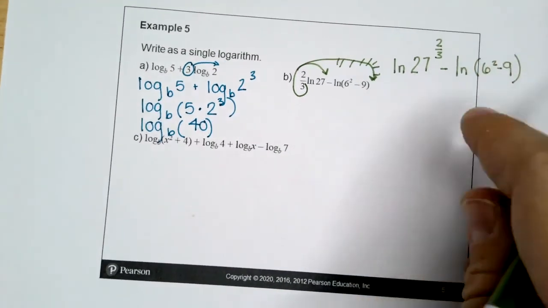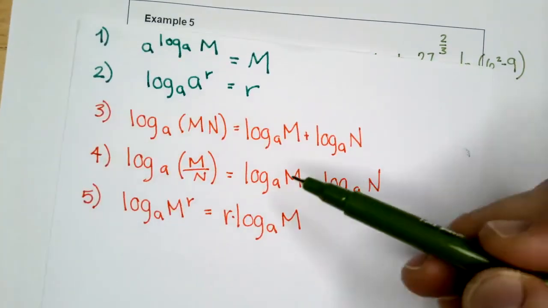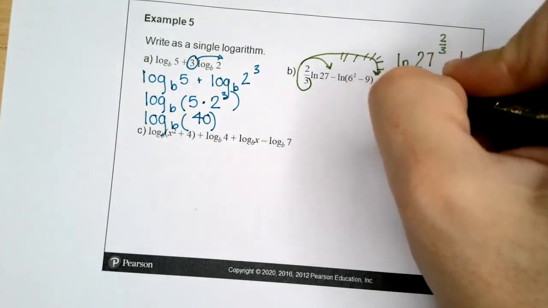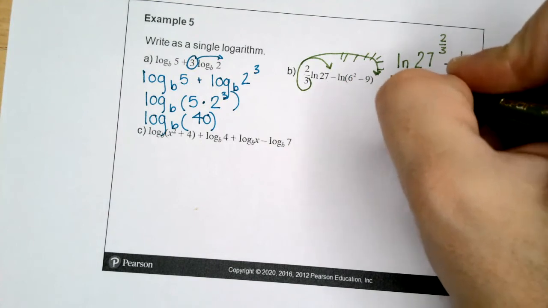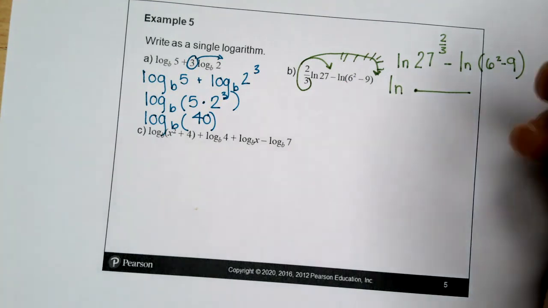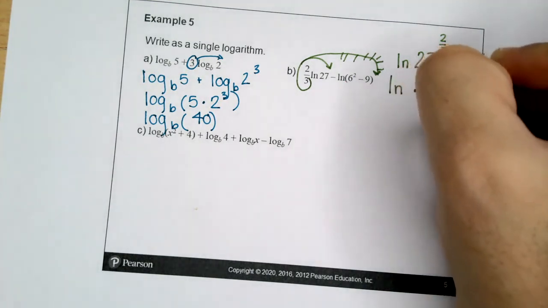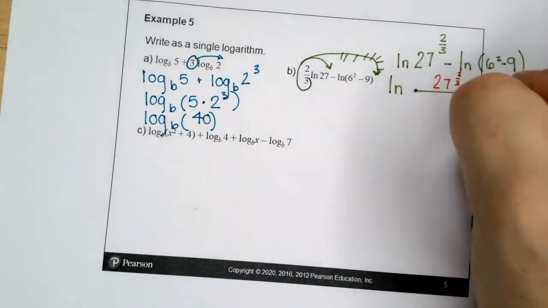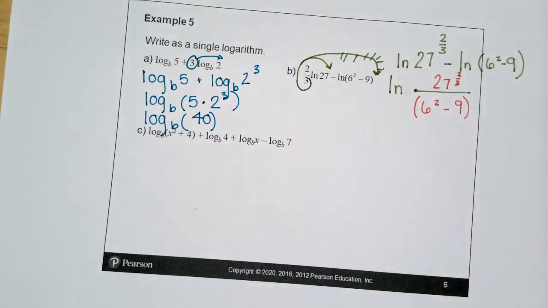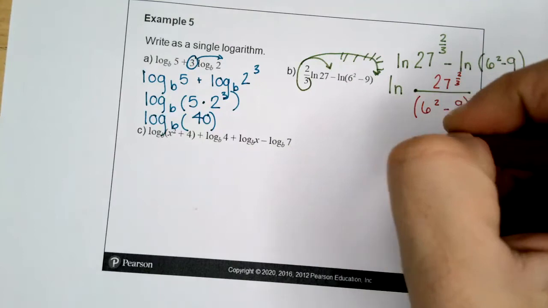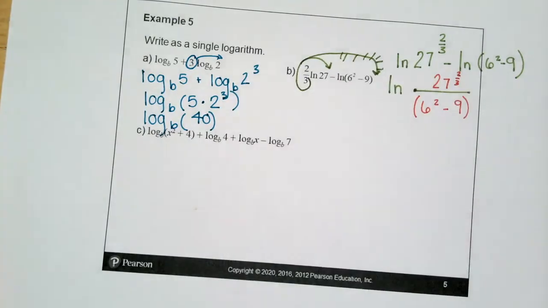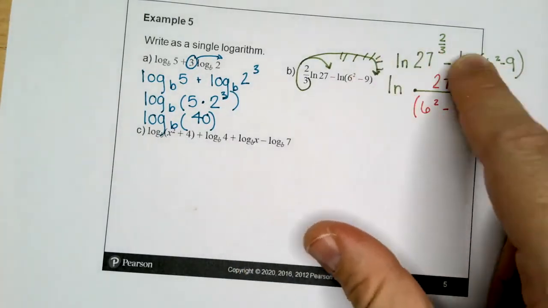Good. If it's a subtraction, I can condense it to a division problem or a fraction. So now I have the natural log of 27 to the 2/3 power over 6 squared minus 9. Good. So if I were to put that in my calculator, you can put it all in your calculator if you want. Don't put the natural log, just put this.